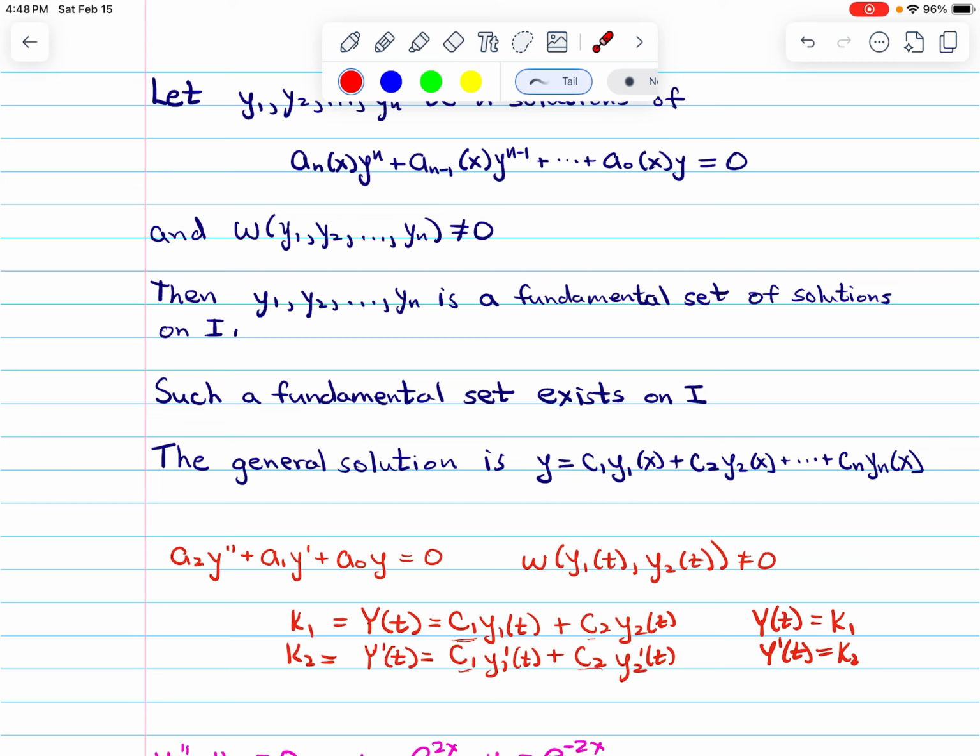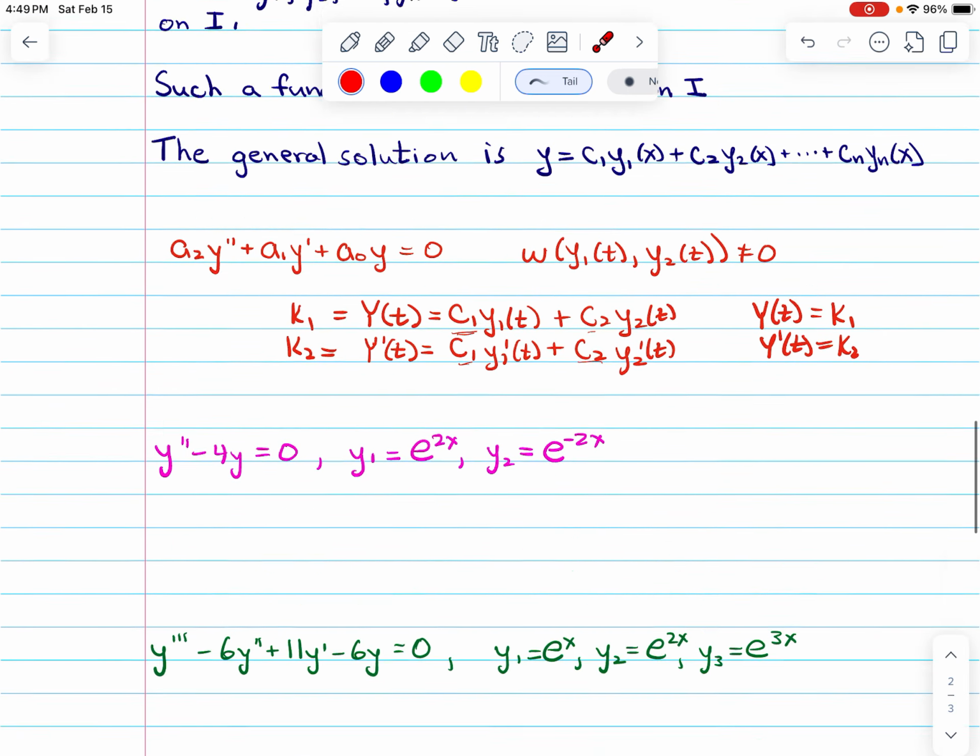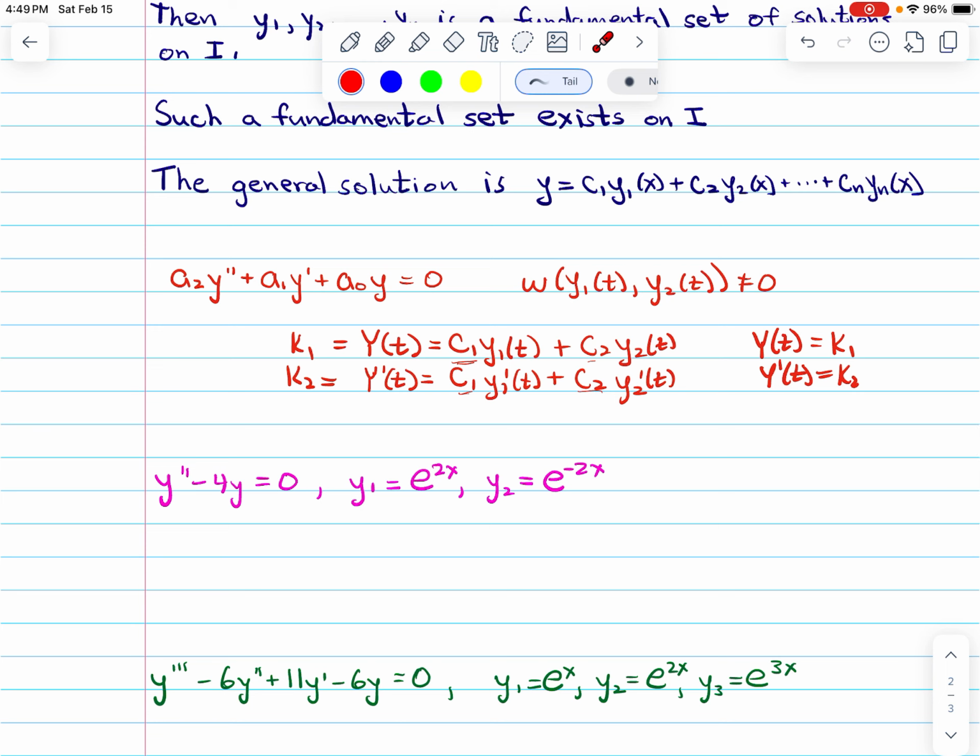When we're talking about an independent set of solutions, think about it this way. If they're independent, we can get an independent system of equations and find c1 and c2. So you can kind of get an idea why we need an independent set of solutions. Now let's see how this works.